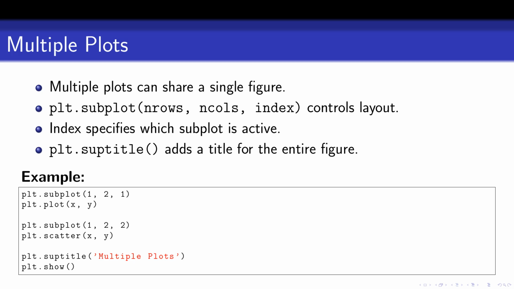This feature is particularly useful for creating compact, comparative visuals, like showing raw data next to a transformed version or comparing different models on the same data. Grouping related plots together improves clarity and helps tell a more complete story with your data.